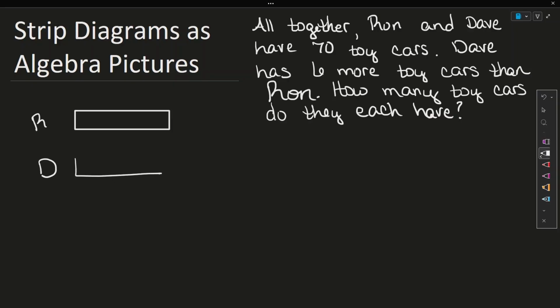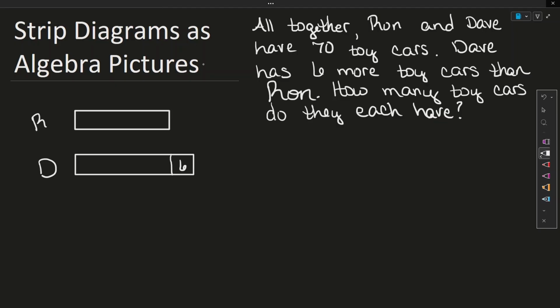Dave will be the same amount plus a little bit more since Dave has 6 more. I'll go ahead and mark this and let us know that this right here is the 6 extra that Dave has. Together, the 2 strips represent 70. So if we remove the extra 6 from the total, 70 minus 6 is 64. That remaining 64 is split evenly between Ron and Dave, since what we have left are 2 equal matching parts.